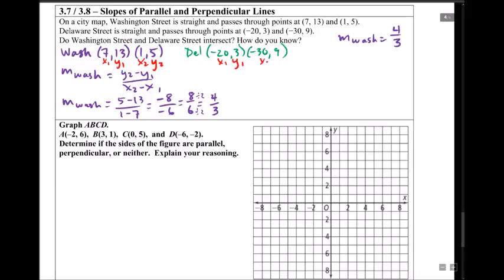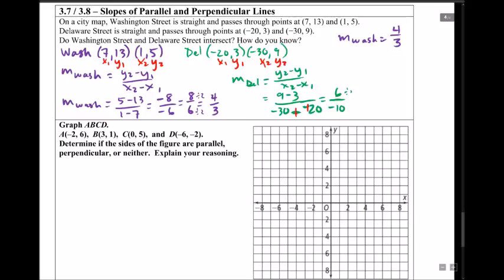x1, y1, x2, y2. It's well worth that half a second that it takes. Slope of Delaware, y2 minus y1 over x2 minus x1. And that is 9 minus 3 over a negative 30 minus 20. Don't forget this is a minus equation. A minus a minus turns into plus. So 9 minus 3 is 6, and a negative 30 plus 20 is a negative 10.